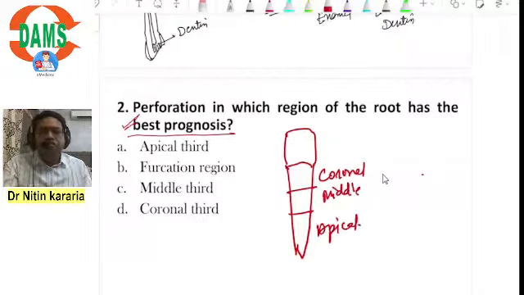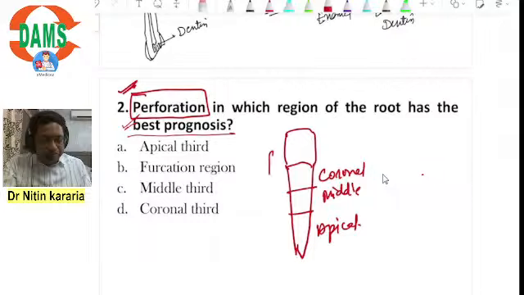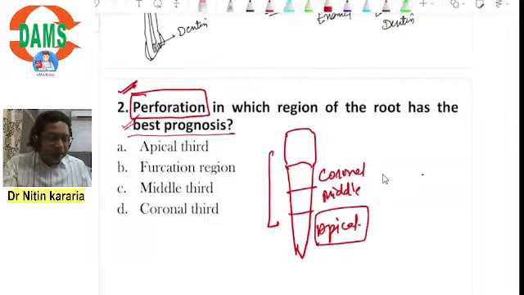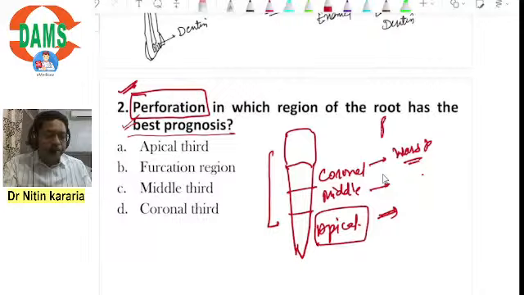Now we are talking about perforation. Whenever the perforation occurs apically in the root, the majority of the attachment apparatus remains intact. So the prognosis would be better when it is in the apical 1/3. It would be poor in the middle 1/3, and the prognosis for the perforation would be worst in the coronal 1/3.